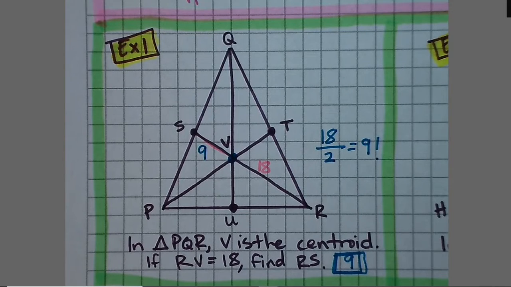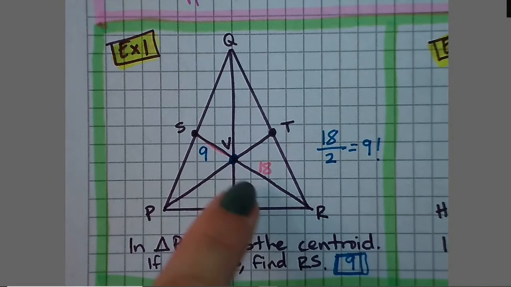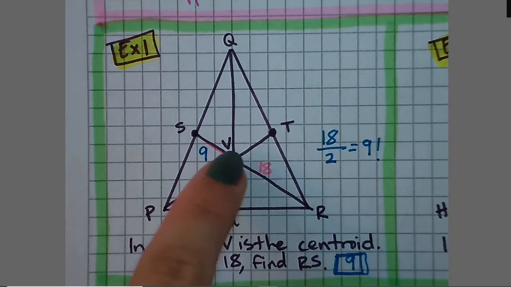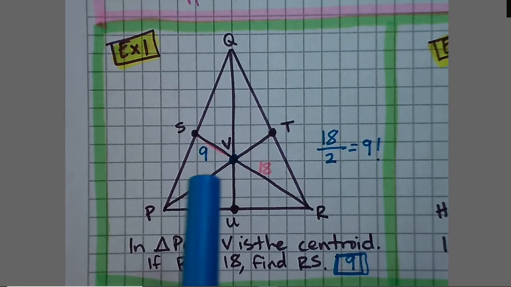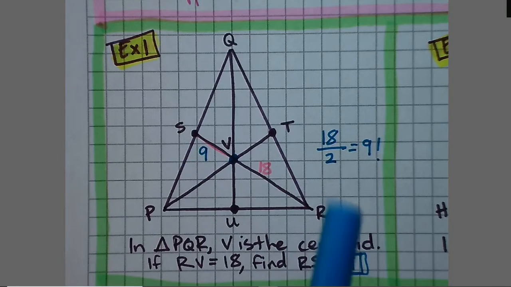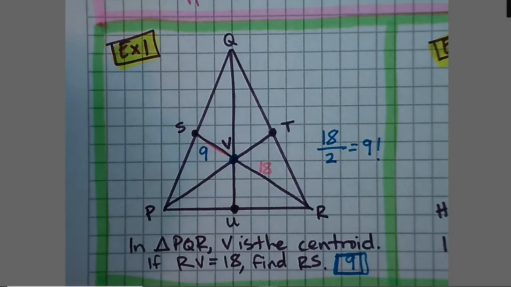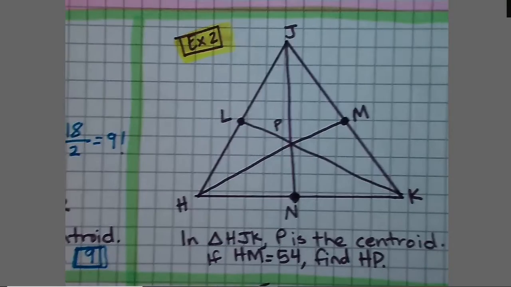So for this first one, how did I know how to do this? All I had to do was see that this was the longer part of the segment, and it's part of the median, it's not the whole median. So you just divide by 2, and that's how you get the smaller one. If I was going from the smaller one to the bigger one, then I would multiply by 2. Okay, moving on to another example.